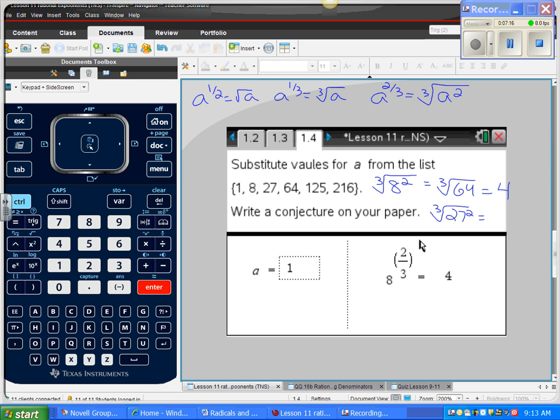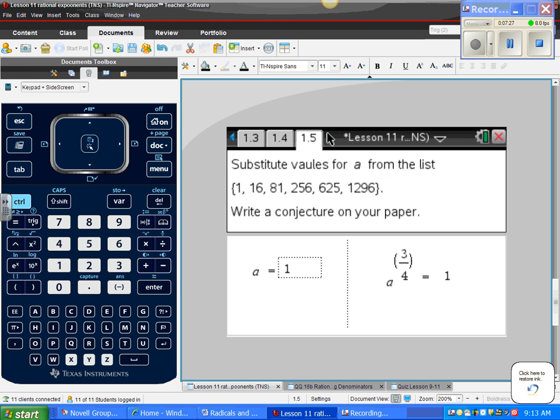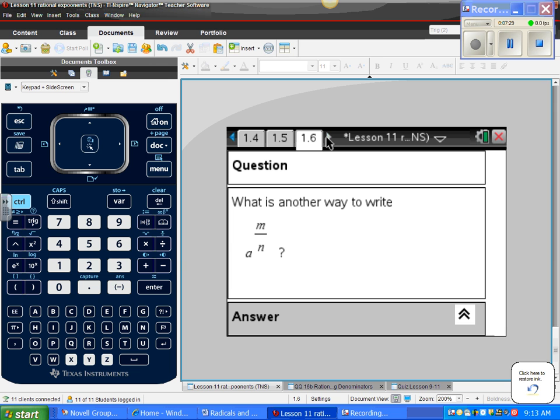Exactly. Denominator of the rational exponent is your index, numerator is your power. Okay. So let's see what our general rule is. We're going to skip a page and go to this one. A to the m over n. How would I write that as a radical?